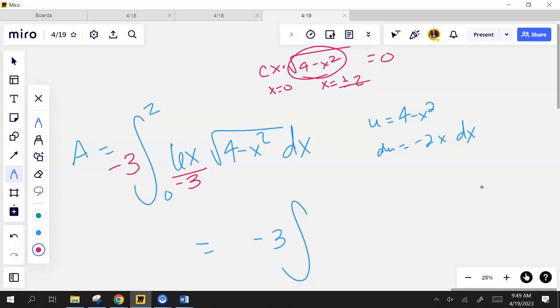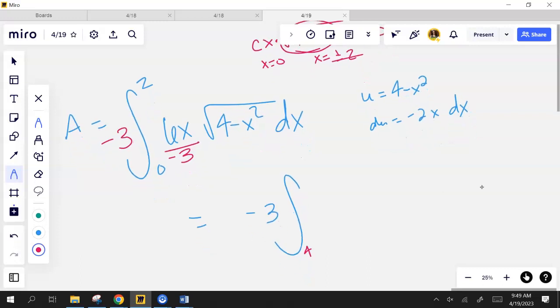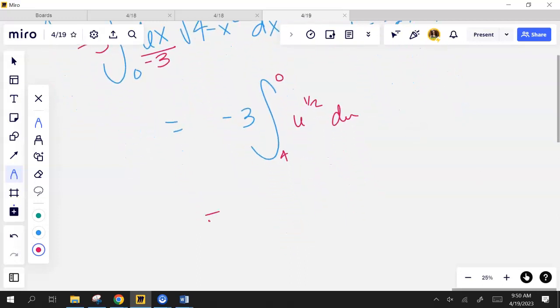I'm going to adjust these bounds quickly. Let's see. 4 minus 0 would give me 4, and 4 minus 2 squared gives me 0. And now I have u to the 1/2 du. Flip them around since the smallest is on the top. 3 times the integral from 0 to 4 of u to the 1/2 du. And now I'm ready to do the antiderivative.